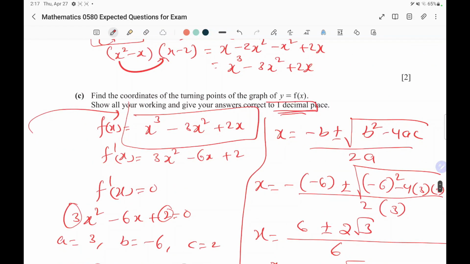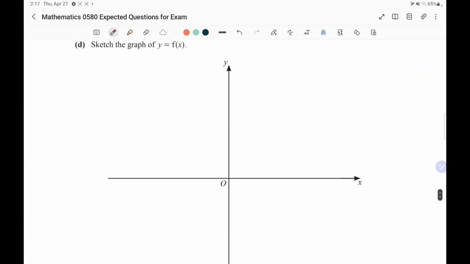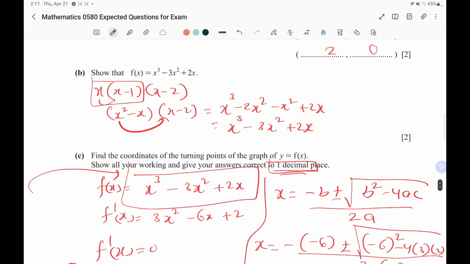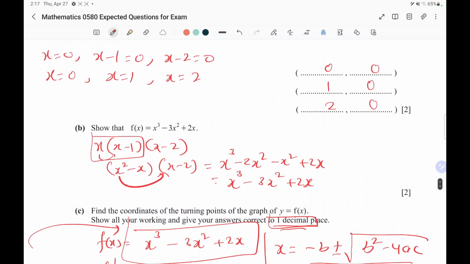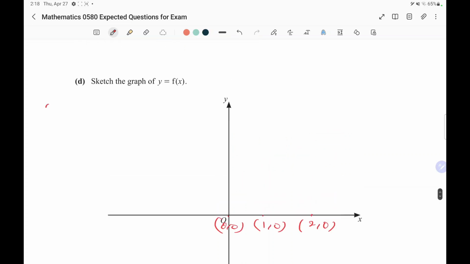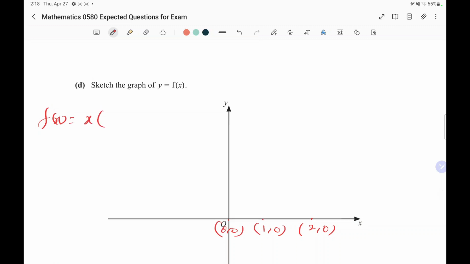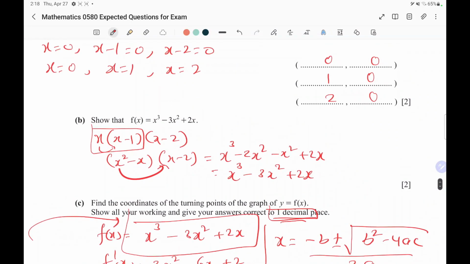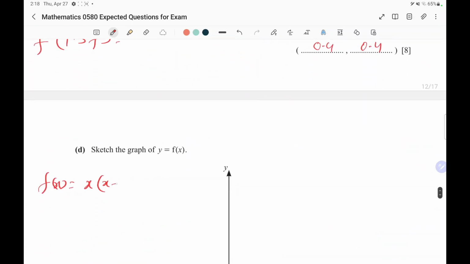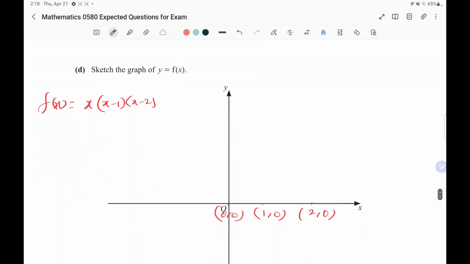Because of this, it's already mentioned 1 decimal, that's why. Now sketch the graph of f(x). First we need to find the roots: (0, 0), (1, 0) and (2, 0), right? This is our f(x): x times (x minus 1)(x minus 2).